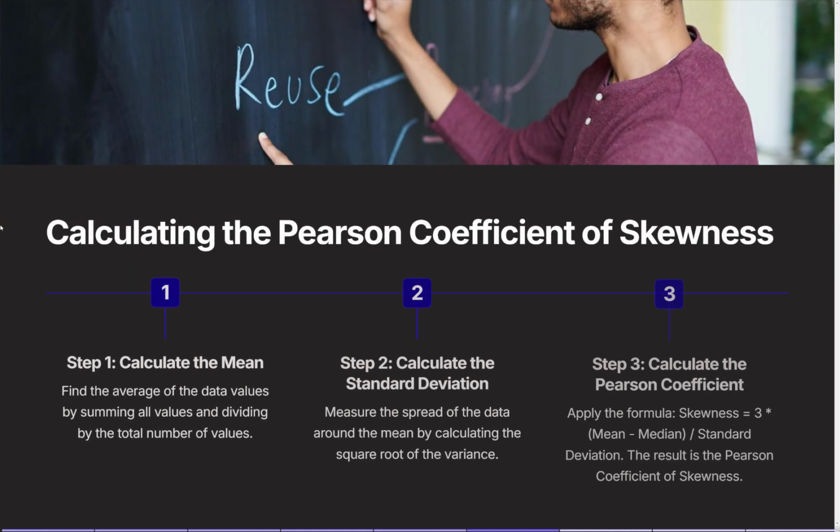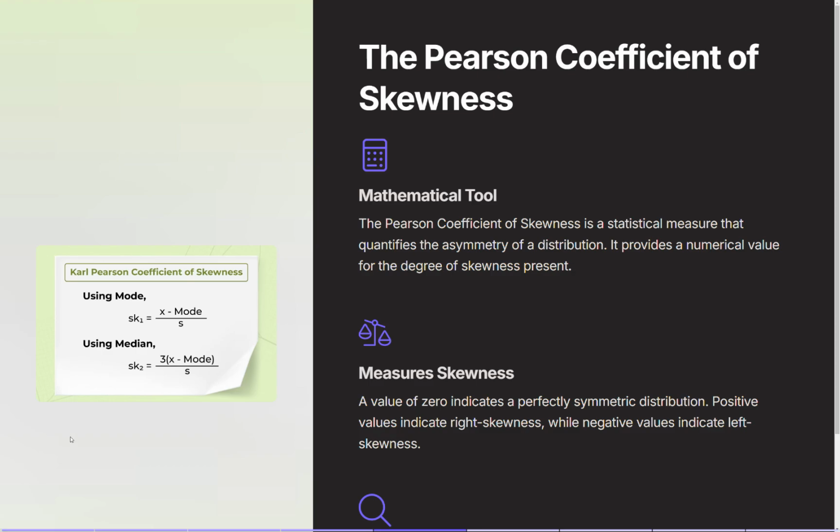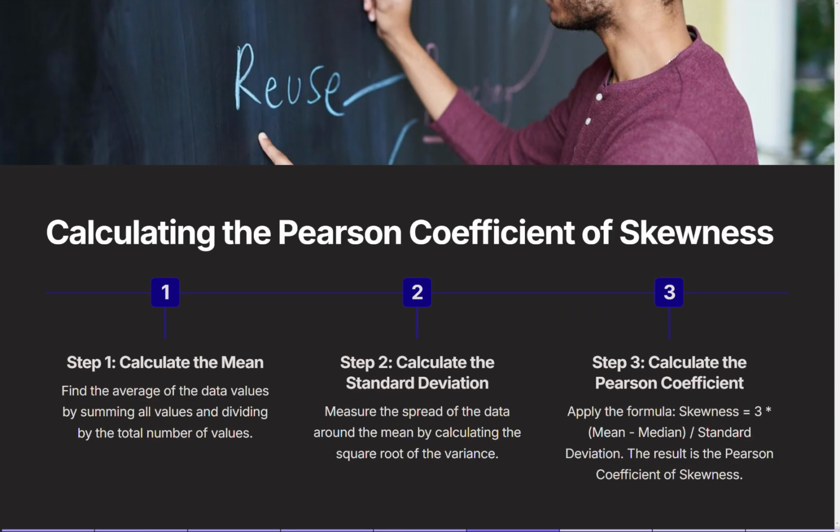So here's a text explanation on how to use that formula that we saw earlier. Step 1, calculate the mean. Find the average of the values by summing all values and dividing by the total number of values. Step 2, calculate the standard deviation. Measure the spread of data around the mean by calculating the square root of the variance. And step 3, apply the formula that was shown previously. We're going to be using it later on to find the coefficient of skewness. So moving on.